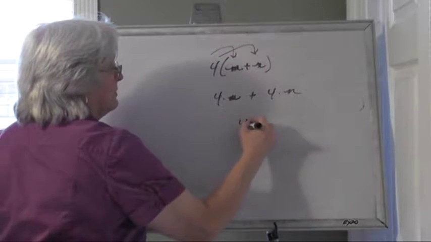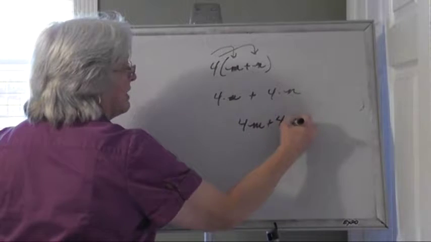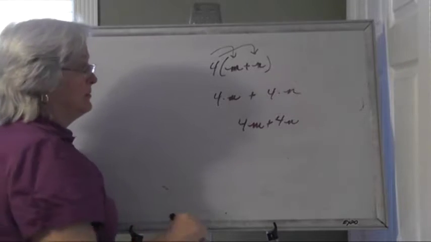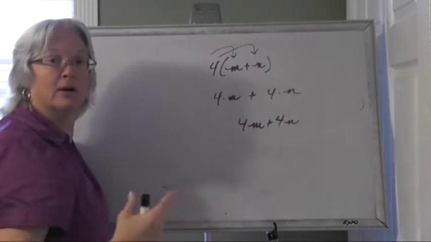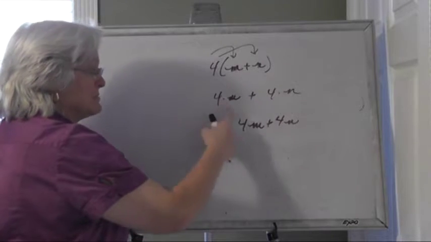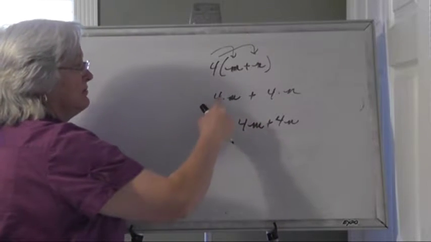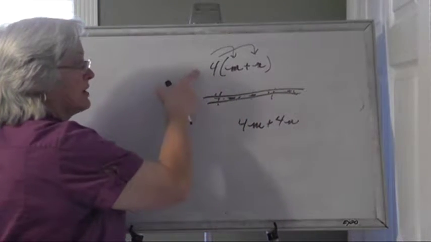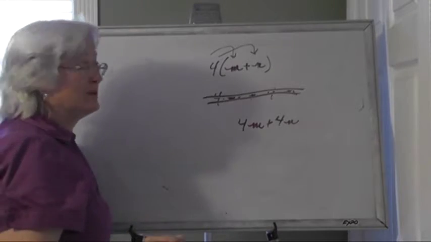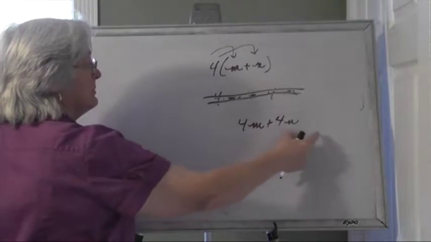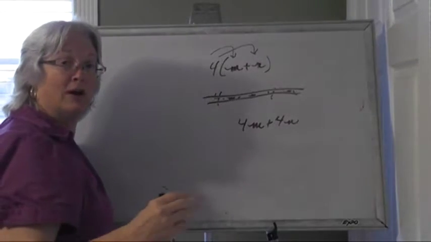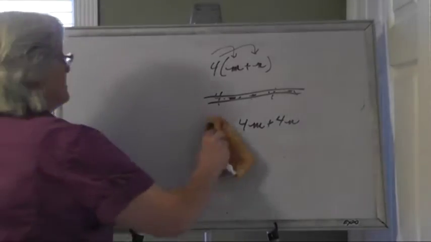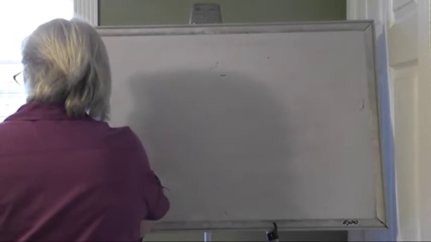Now what I've written here, I really don't want you to write. It's really 4m plus 4n, because the 4m means 4 times m, and the 4n means 4 times n. So you don't even need to write that step. And going from 4 times the quantity m plus n to 4m plus 4n is very, very valuable when you get to solving problems. So that's example number 1. Let's see what example number 2 looks like.